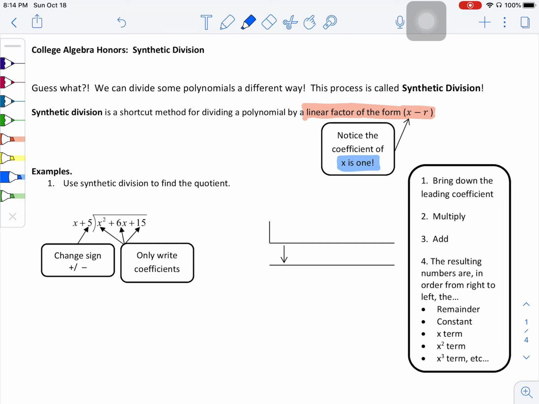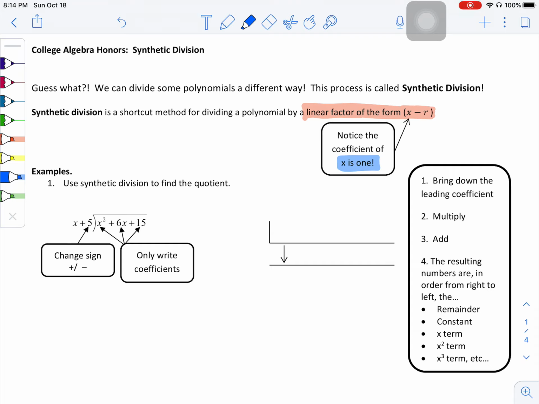There are ways to do synthetic division where you're not dealing with a linear factor and the x value could have a different coefficient other than 1. That's not what this video is for, okay? So how do you do synthetic division?